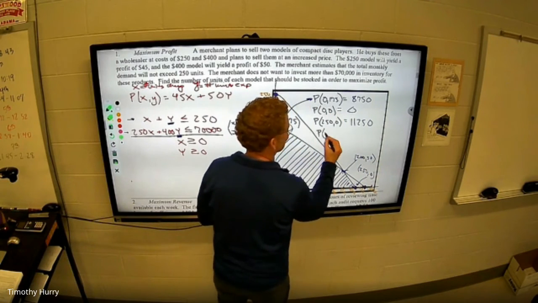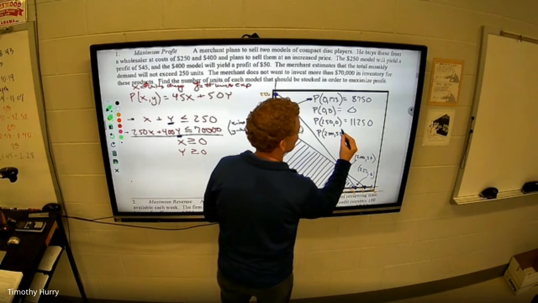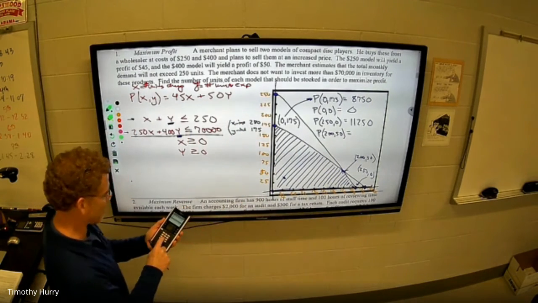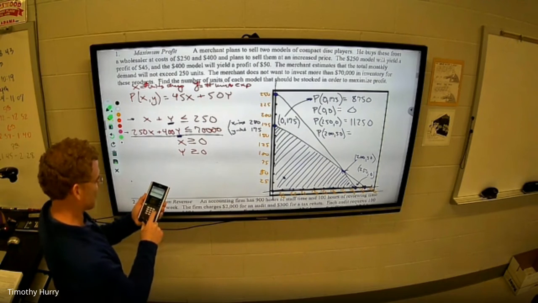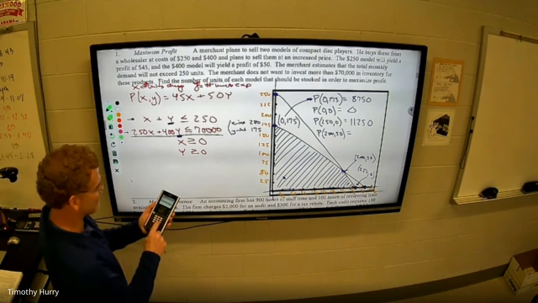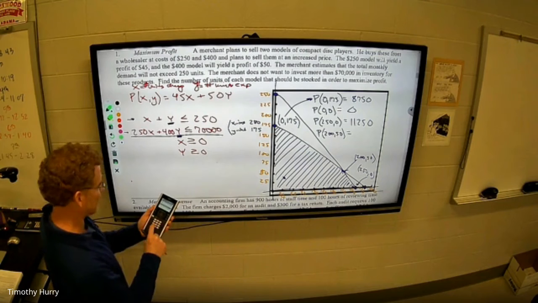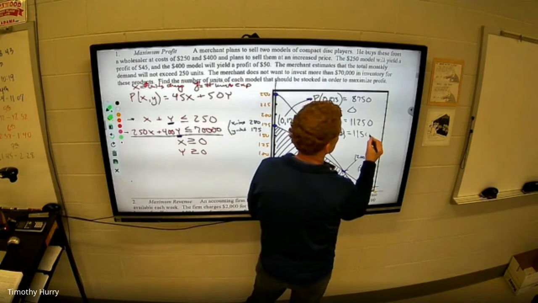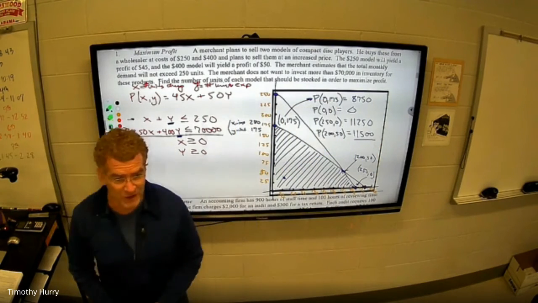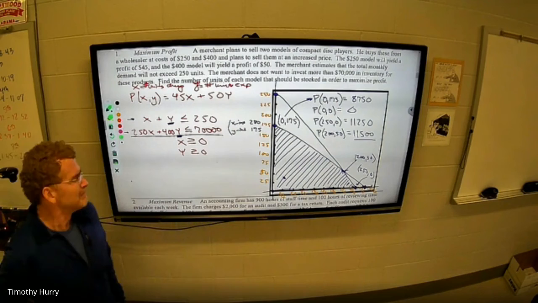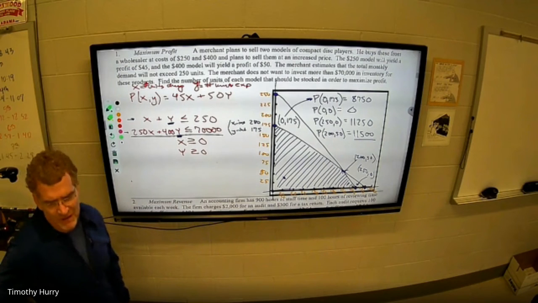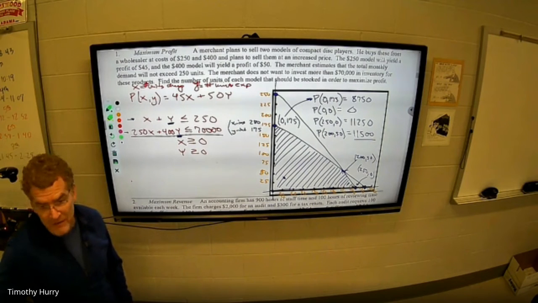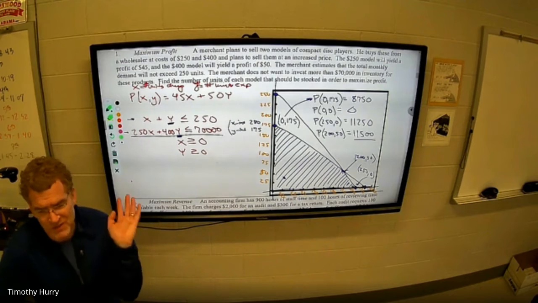So I check it in my profit, and it turns out 200 of the $45 model added to 50 of the $50 model makes me $11,500. Now, you might look at that and go, is it worth $250 to have to deal with 2 different models? I've got to train guys to install 2 different ways. You might not. You might go, you know what? It's easier just to sell one kind.